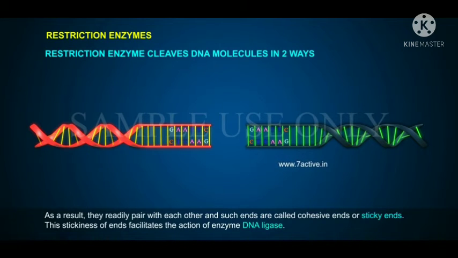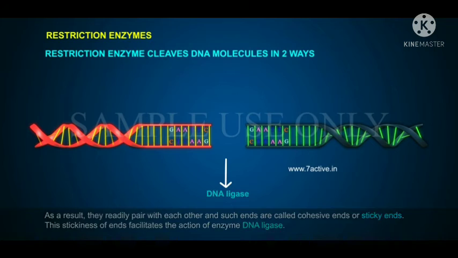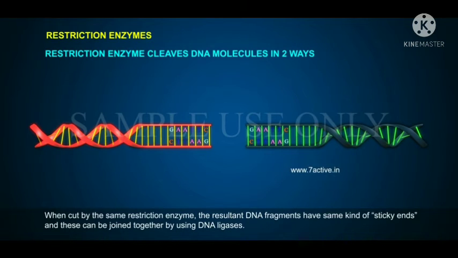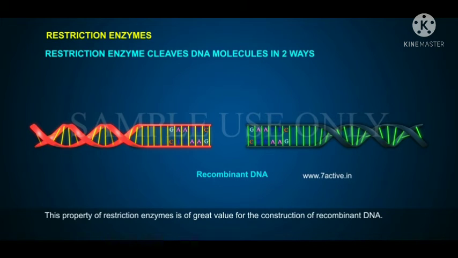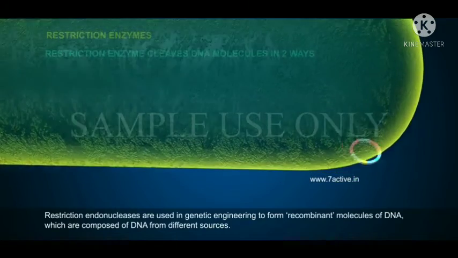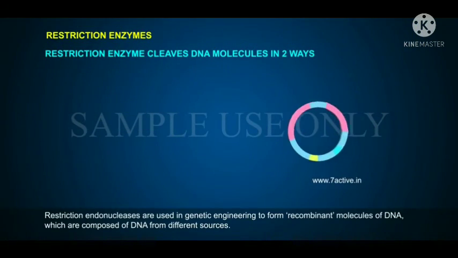As a result, they readily pair with each other, and the ends formed are known as cohesive ends or sticky ends. These cohesive ends have the capacity to bind with each other with the help of the enzyme ligase. The efficacy of binding of sticky ends increases and the DNA becomes much more stable than with blunt ends. The binding capacity and ligase action work much more efficiently in the case of sticky ends, and this sticky end nature is used for recombinant DNA technology.